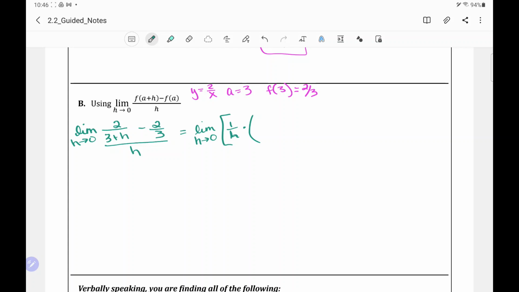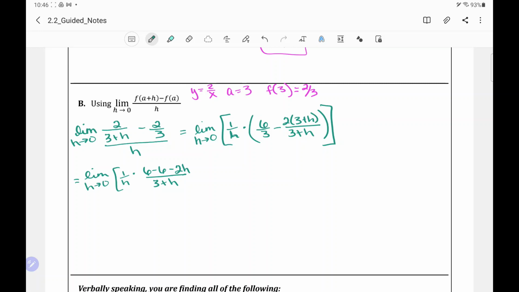I'm going to go ahead and multiply to get my common denominator. That would be multiplying by 3 times 3 plus h. So on this side, I'm going to get 6 over 3 minus 2 times 3 plus h over 3 plus h, right? So all I've done is deal with these two fractions on top to get common denominators so that I can simplify. So what's going to happen here? The limit as h goes to 0, I still have my 1 over h times, let's simplify this fraction, 6 minus 2h over 3 plus h. Notice I just distributed the 2 and I put my two numerators together.